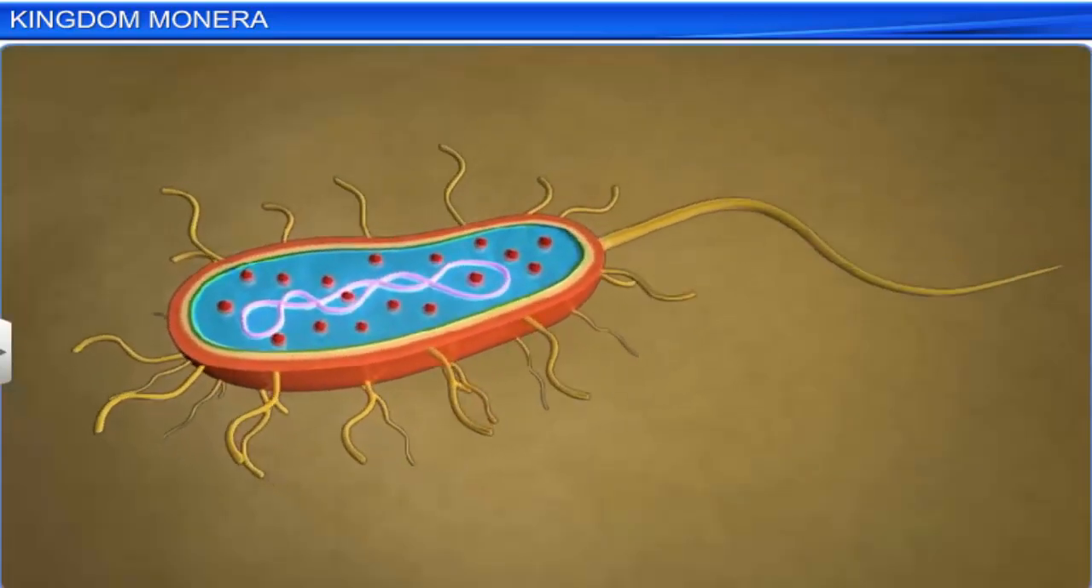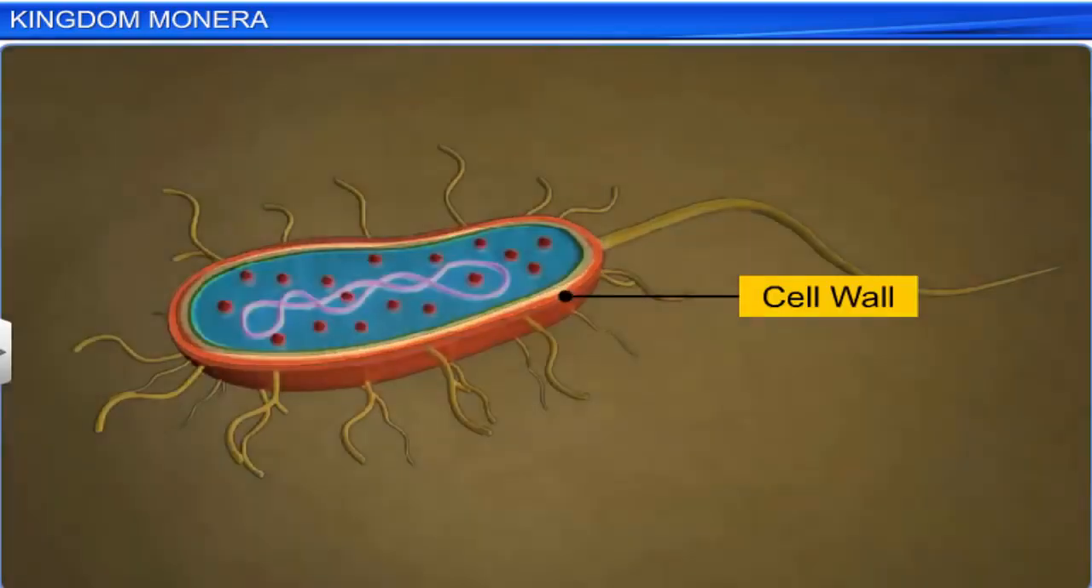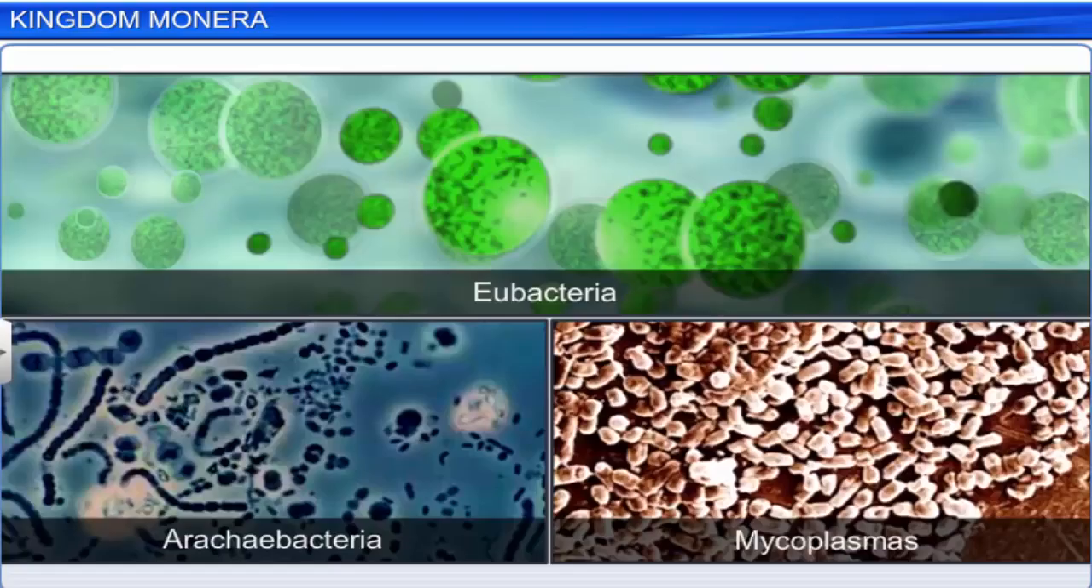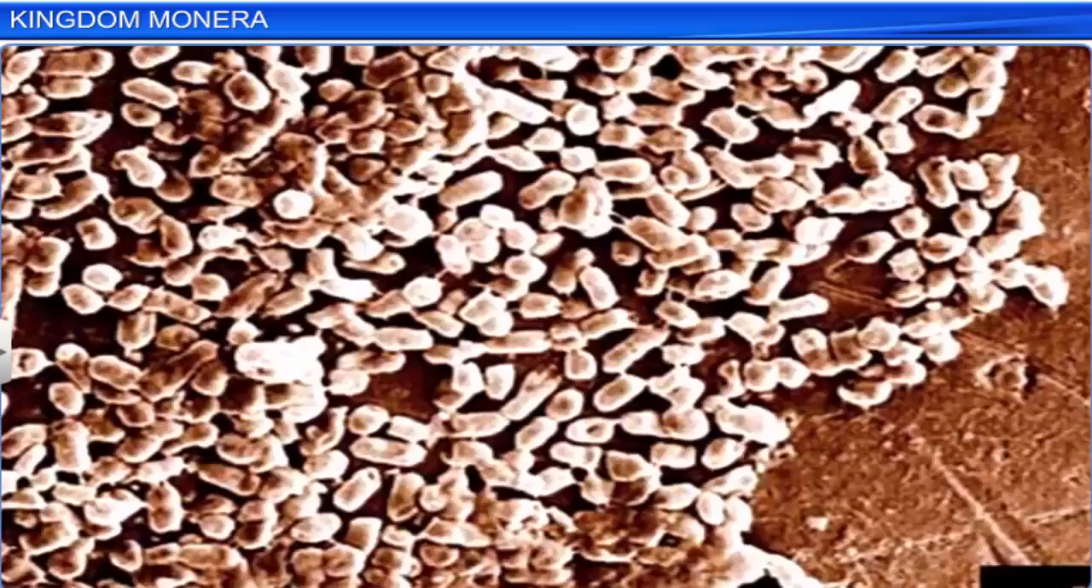All archaebacteria have a different cell wall structure than other bacteria, which helps them to survive in extreme conditions. Unlike eubacteria and archaebacteria, mycoplasmas are the bacteria that do not have a cell wall. They are also the smallest living beings ever known who can survive without oxygen. They are pathogenic in animals and plants.